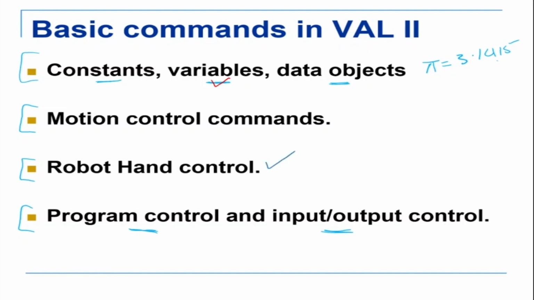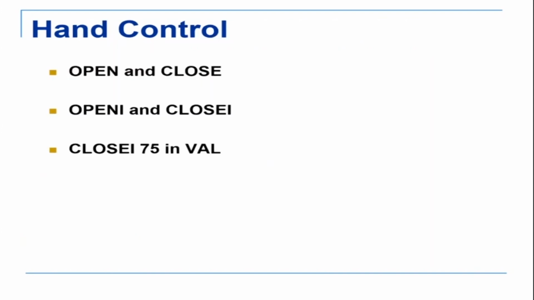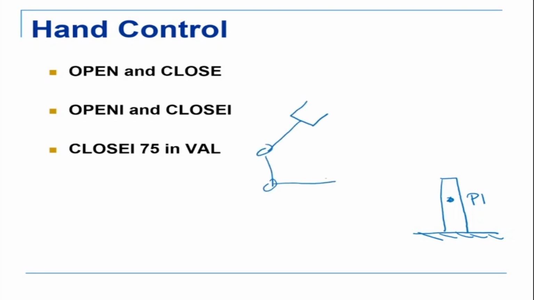Now in terms of hand control, there is the open and close. Now let's write a very simple program here. So this is the part which is kept here, and this is my point P1. Okay, P1 is already taught. Now the robot manipulator is somewhere here. It is doing something.